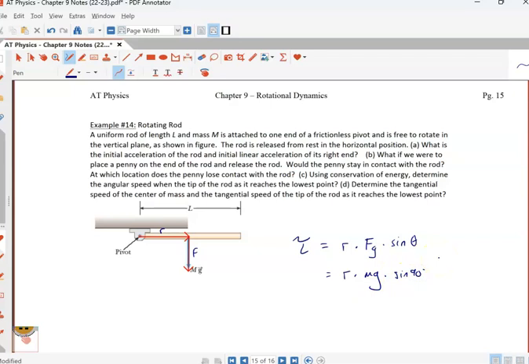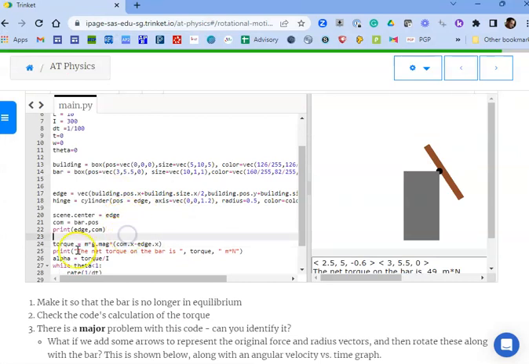However, as the bar starts to rotate, like in this picture, you'll see the force of gravity is still acting straight down, mg, and you have the arm that is acting along here, R. However, the angle in here is no longer 90. So the problem, if you go back to our code, lies with line 24, our calculation for the torque.